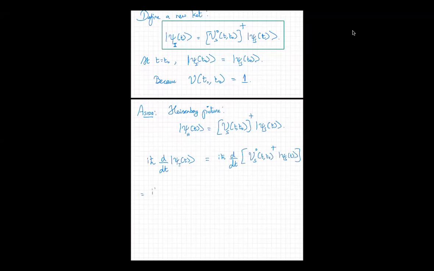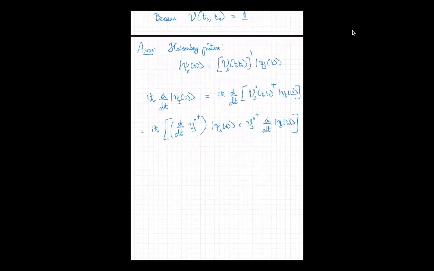So this is equal to i h bar, let us do this carefully, d/dt of U_S0 dagger times psi_S of t plus U_S0 dagger d/dt of psi_S of t. I will suppress the t comma t0 because I don't want to keep writing it. So this is just the chain rule.